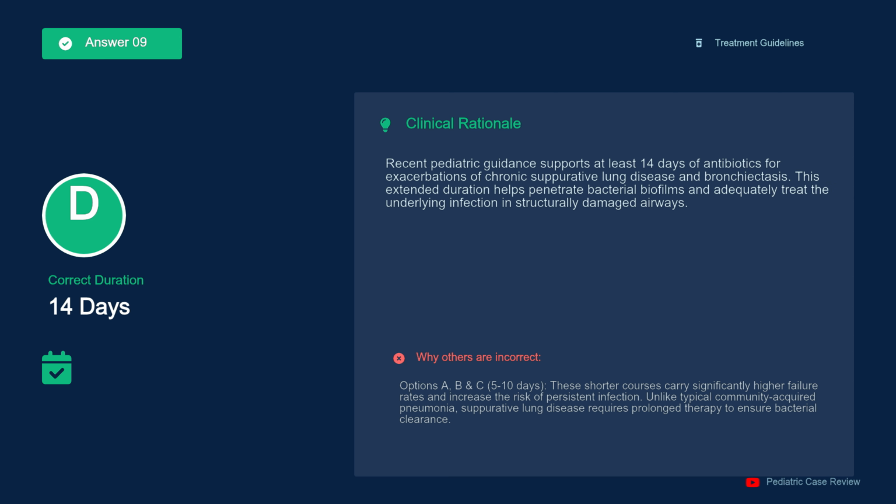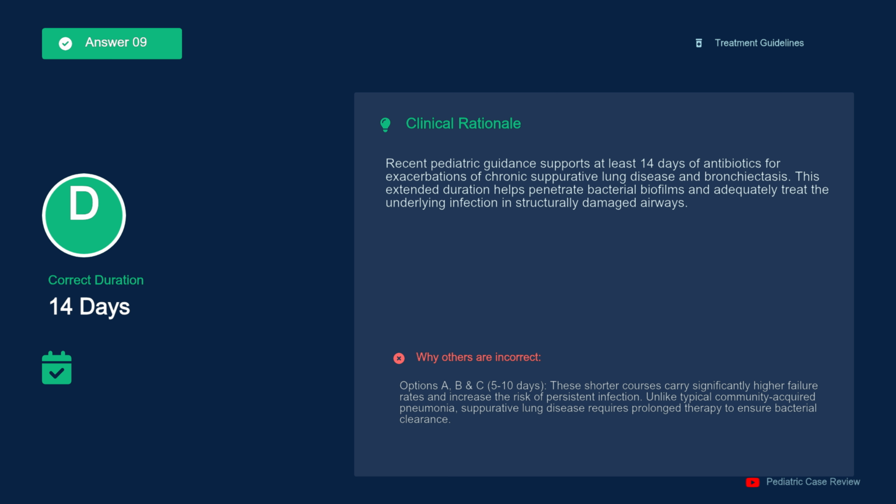This duration is longer than typical pneumonia treatment due to impaired clearance mechanisms, bacterial biofilm formation in damaged airways, and need for complete eradication to prevent rapid recurrence. Studies demonstrate higher failure rates with shorter courses. Some children require even longer treatment, particularly those with Pseudomonas infection or severe underlying disease. The 14-day minimum represents current evidence-based practice.